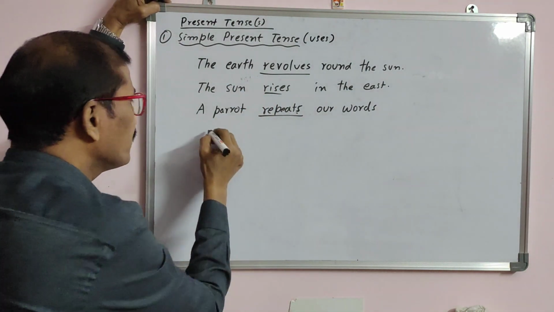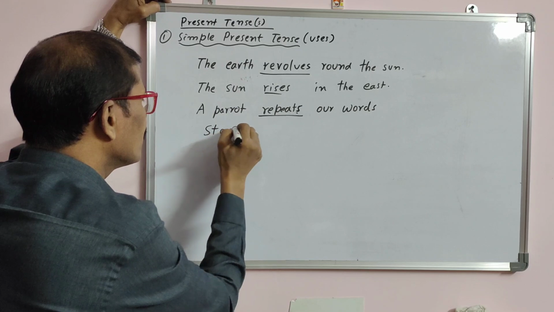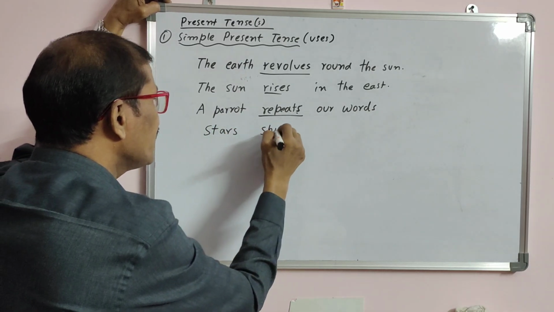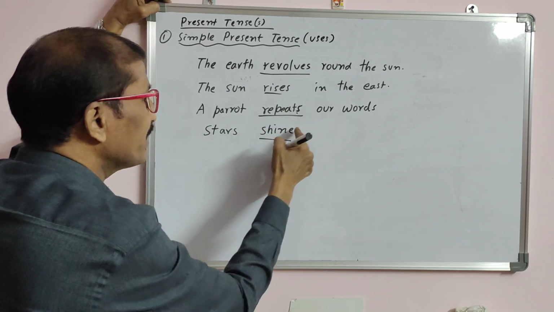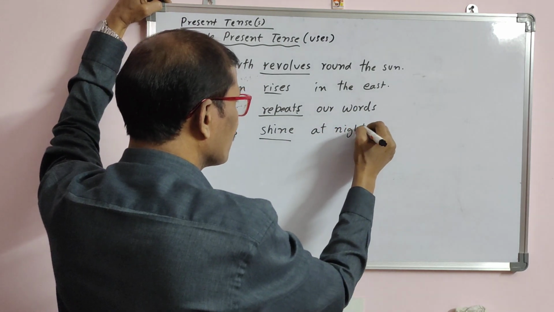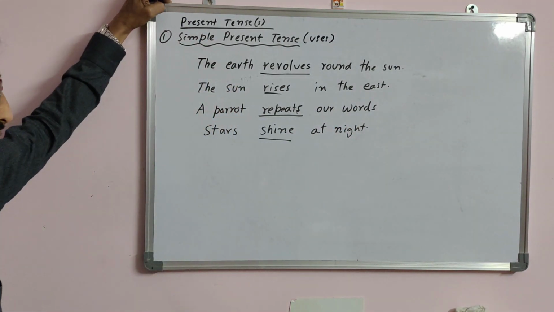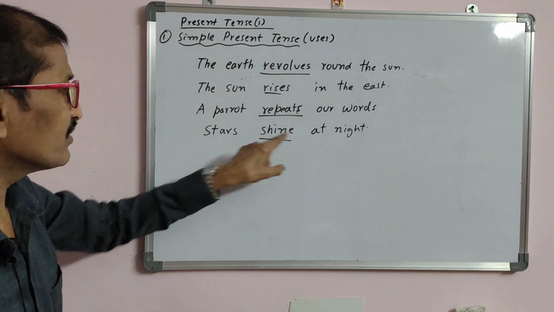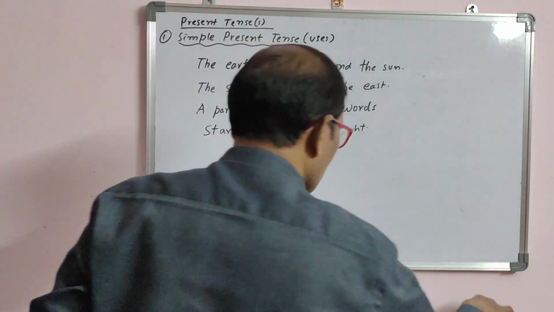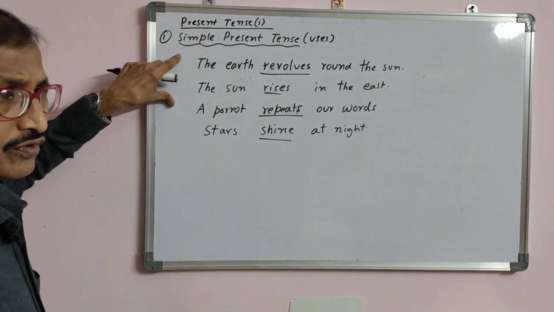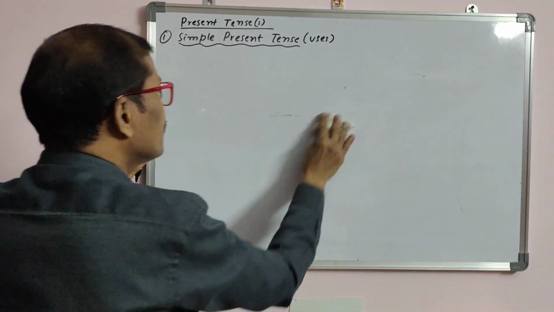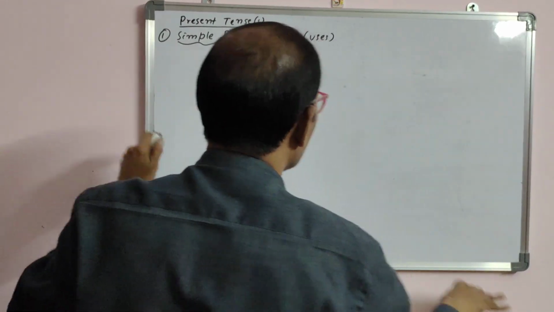Stars shine at night. Stars is plural, that's why I haven't added any s here, because stars is not third person singular. These are all eternal truths, general truths, universal truths. For this we have to use simple present tense.